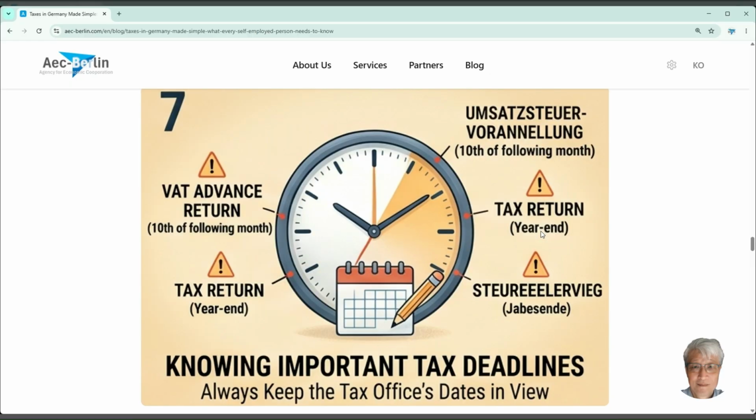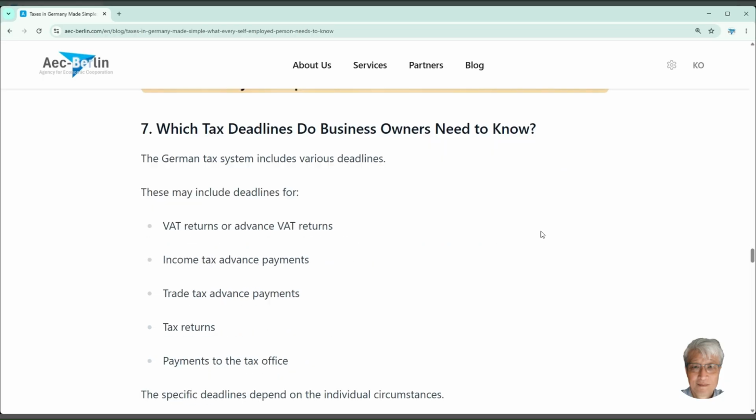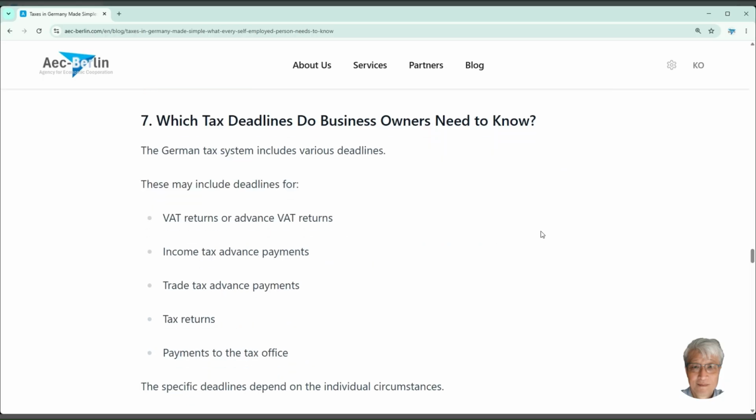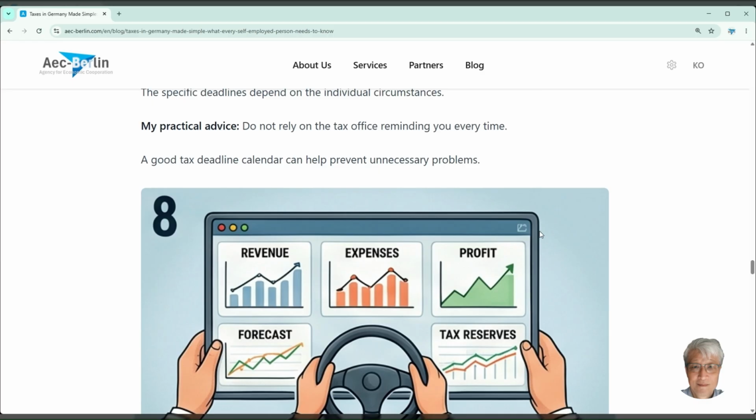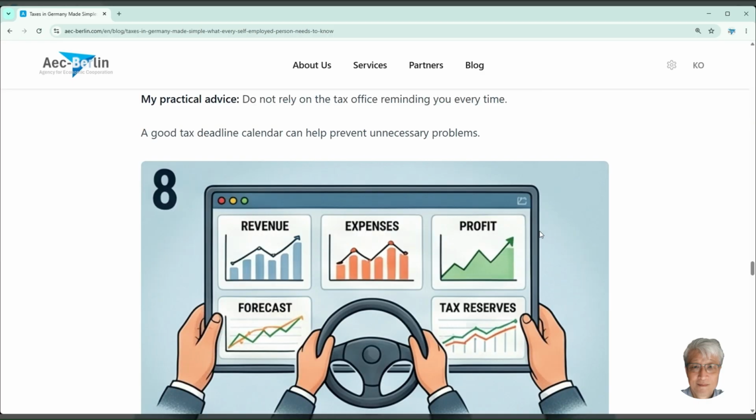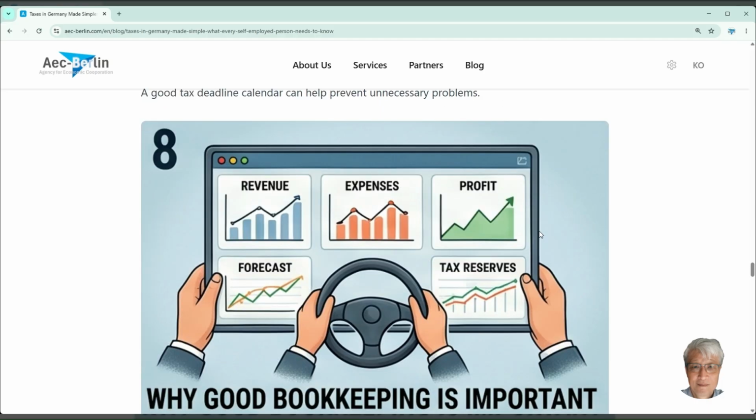7. Which tax deadlines do business owners need to know? The German tax system includes various deadlines. These may include deadlines for VAT returns or advance VAT returns, income tax advance payments, trade tax advance payments, tax returns, and payments to the tax office. The specific deadlines depend on the individual circumstances. My practical advice: do not rely on the tax office reminding you every time. A good tax deadline calendar can help prevent unnecessary problems.